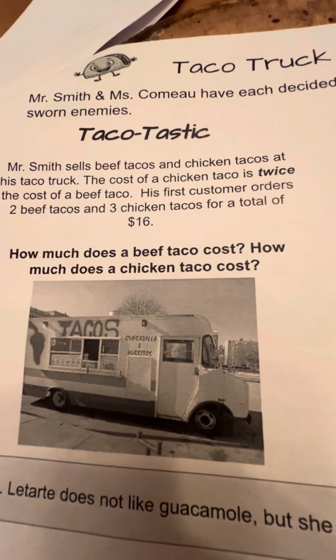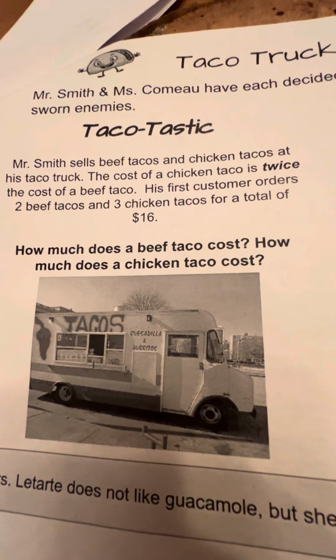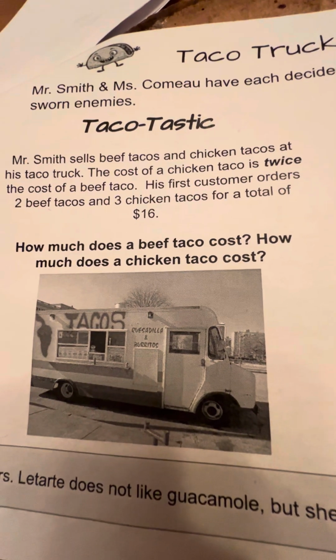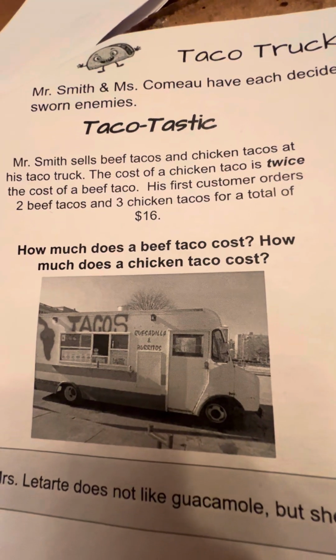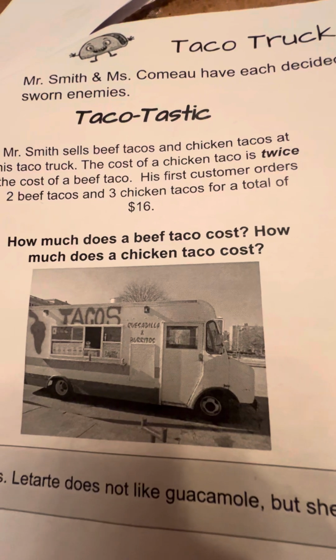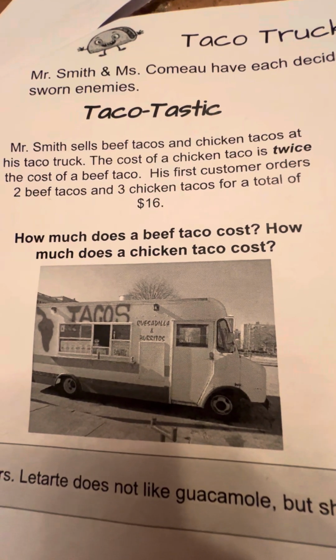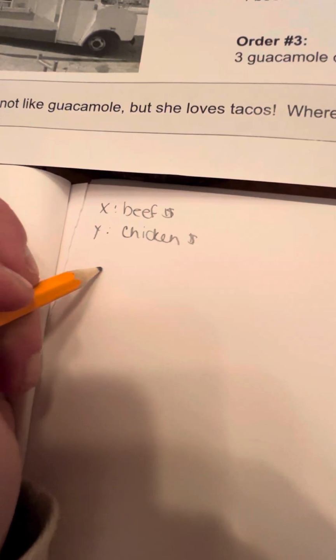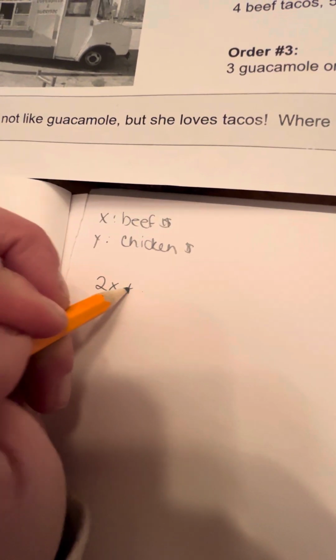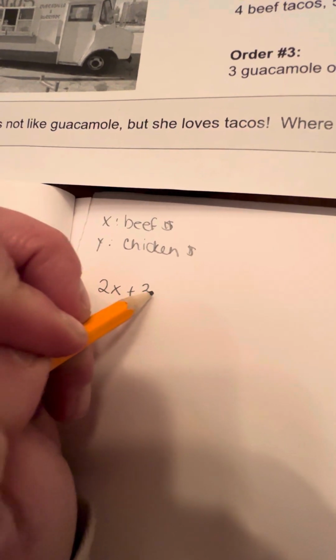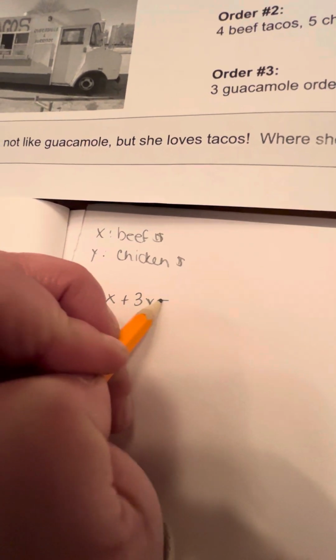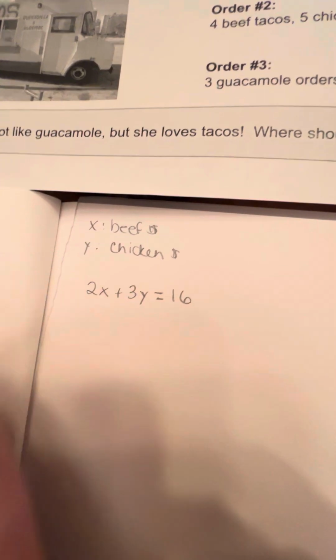So now I'm going to go back and look at this. I see that I do have a very blatant equation that I can come up with. His first order, 2 beef tacos and 3 chicken tacos, totals $16. So there's my first obvious equation. 2 beef is 2x, 2 times x, plus the 3 chicken tacos, which is going to be 3y, and that's going to equal $16.